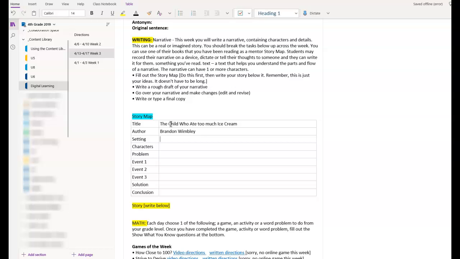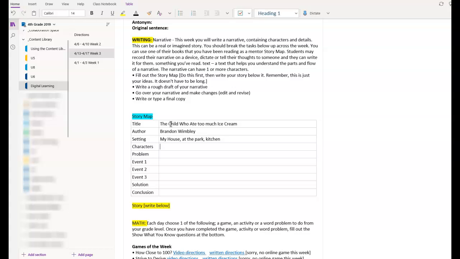And then setting, where does it take place? It takes place at my house. And since these are just my notes, they don't need to be complete sentences. They can just be a list. It takes place at my house. And I'm going to put my so I know which house it is. It takes place at the park. And it also takes place specifically in the kitchen.